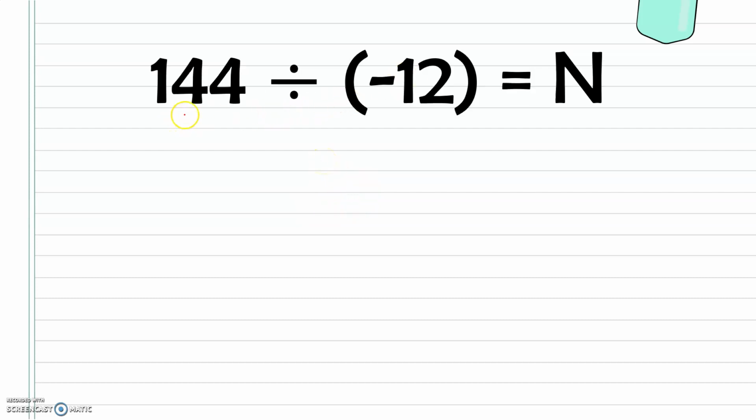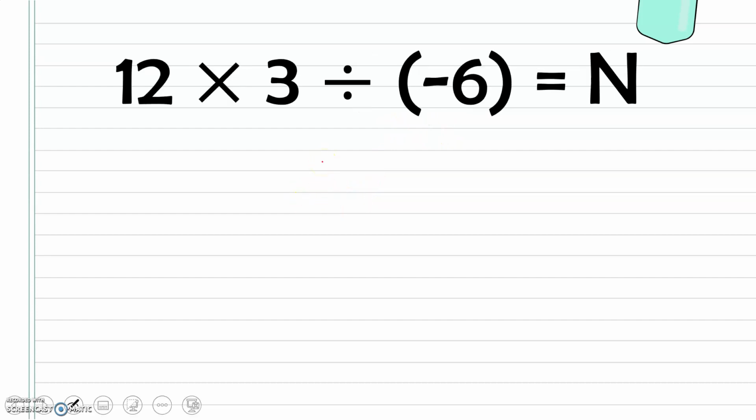Okay, another example, 144 divided by negative 12 is equal to a negative 12. Okay, they are different signed. One is positive, the other is negative. So the sign of the answer will be negative. And again, we only have here one negative integer. One is odd. So the sign of the answer is negative.